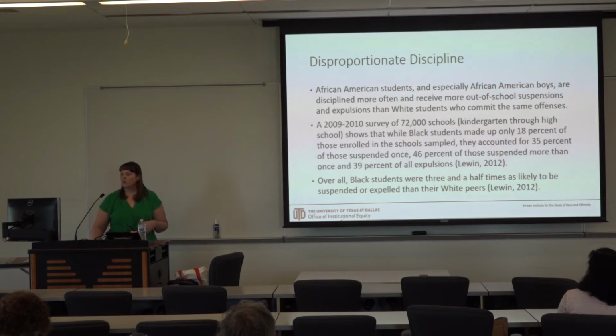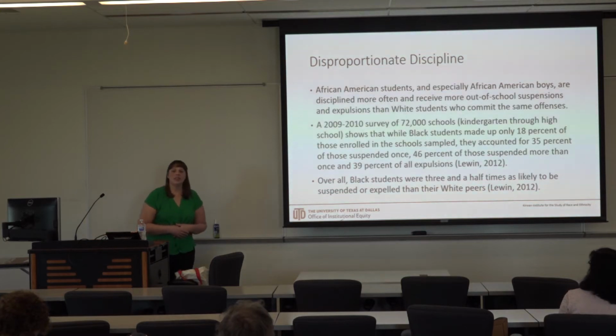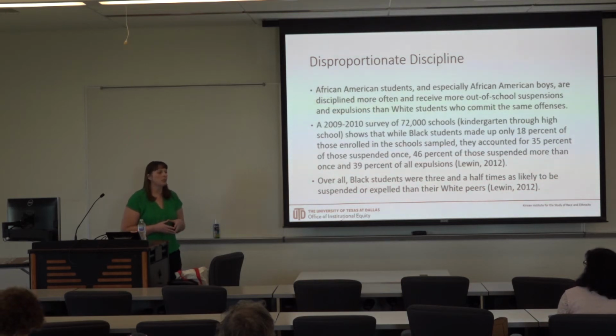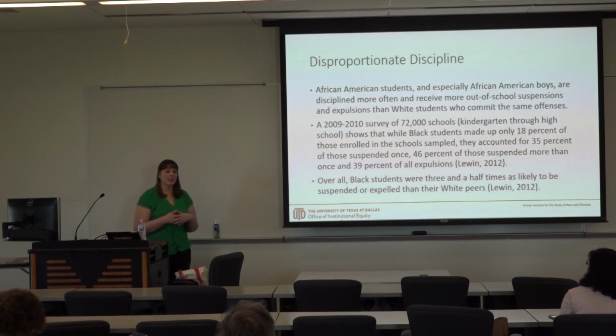This also relates in K through 12 to disproportionate discipline. So African American students, particularly African American boys, are much more significantly disciplined for the exact same offenses than their white peers. And that includes things such as expulsion and removal from schools.